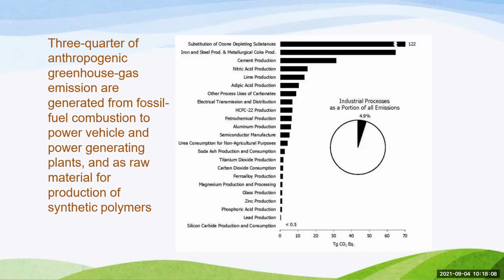And three-quarters of the anthropogenic greenhouse gas you see in this type of graph. Okay, this is the CO2 equivalent, this type of gas production. Greenhouse gas emissions are generated from fossil fuel combustion to power vehicles and power generating plants, and as a raw material for the production of synthetic polymers.